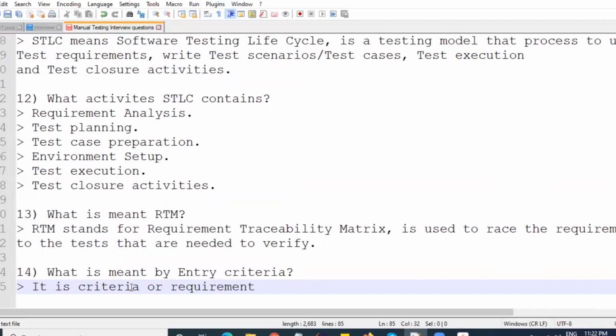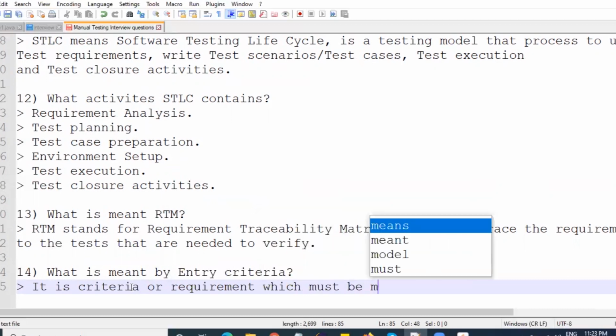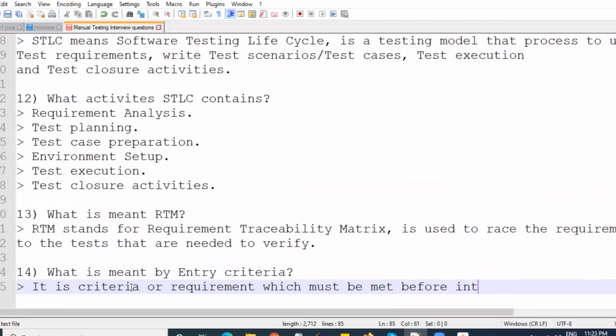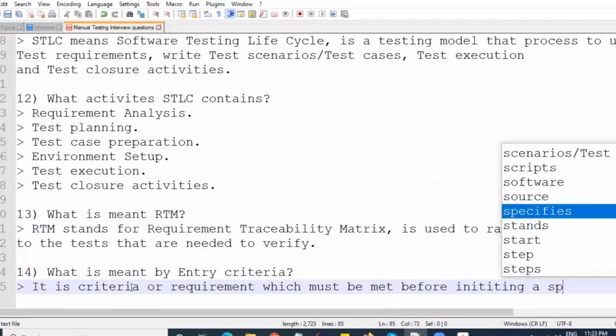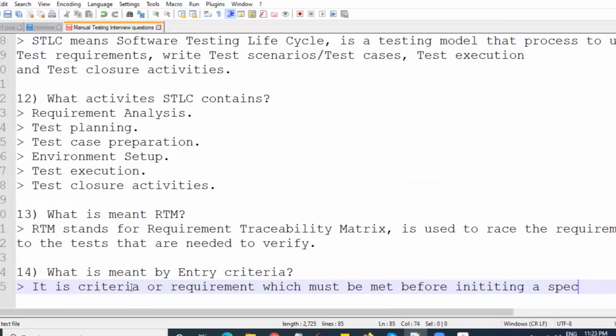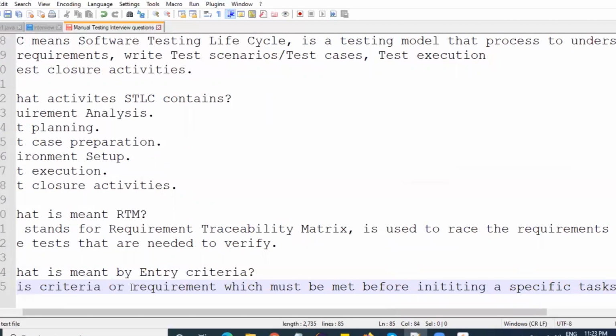It is a criteria requirement which must be met before initiating a specific task. The specific task can be anything in STLC.